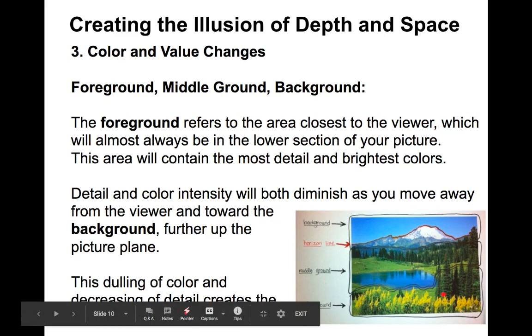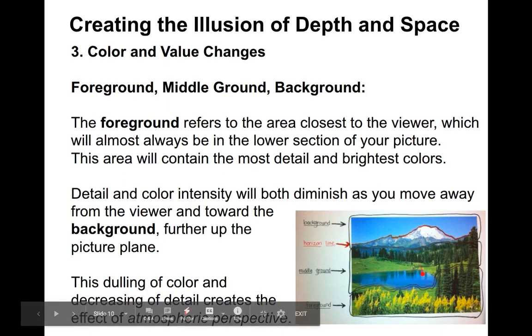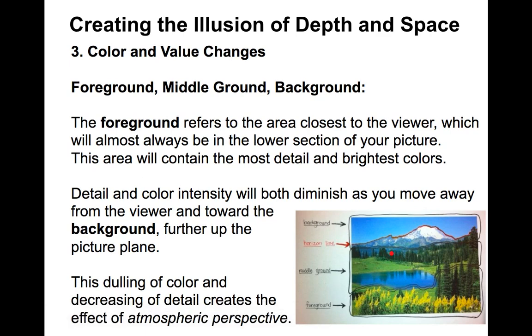So the area in the foreground has the most detail, and the details in color, as you can see, are not as intense as you move back in this image. So the dulling of color and decreasing of detail creates the effect of atmospheric perspective. Can you see that the trees here have far more detail than the trees all the way back here? You wouldn't be able to see that just because of the way our vision works.